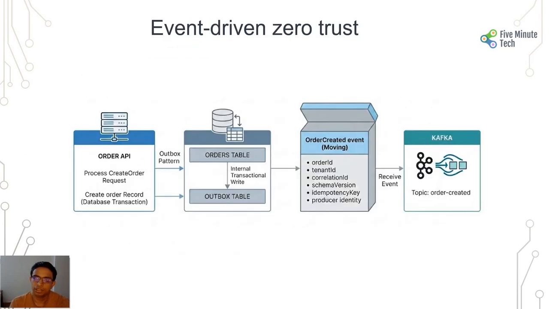Now, event-driven zero trust. Event-driven systems create another trust layer. A Kafka topic is not a trusted internal pipe. Every producer and consumer requires an identity and a narrow ACL. Services should publish only to approved topics and consume only from approved topics and consumer groups. Events must also be validated. Consumers should validate schemas, tenant IDs, producer identity, etc., and treat an event as untrusted input even when it arrives from an internal broker.